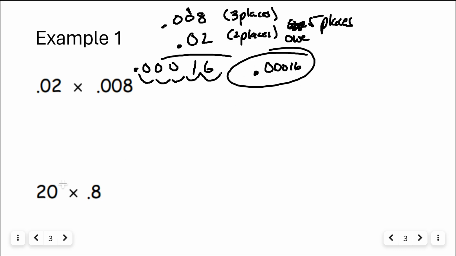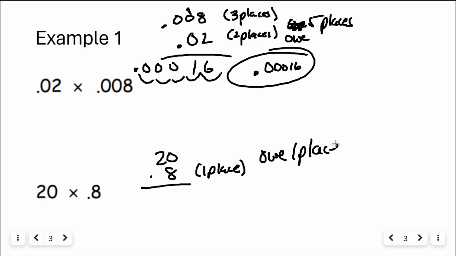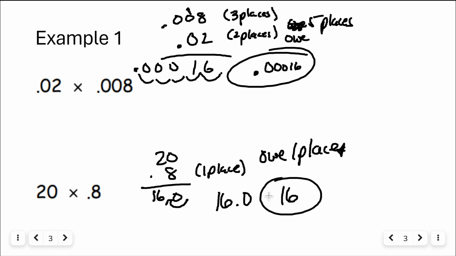Okay. All right, let's try 20 times 0.8. So 20 times 0.8. So there's 1 decimal place here and none in the top number, the 20. So I owe 1 place to the decimal. Okay, so 0 times 8 is 0. 8 times 2 is 16. And I owe 1 place to the decimal. I'm going to go after the 0 here with my decimal place. Move it over 1 spot. So my answer is 16.0, which is 16. And that's it. You're done.